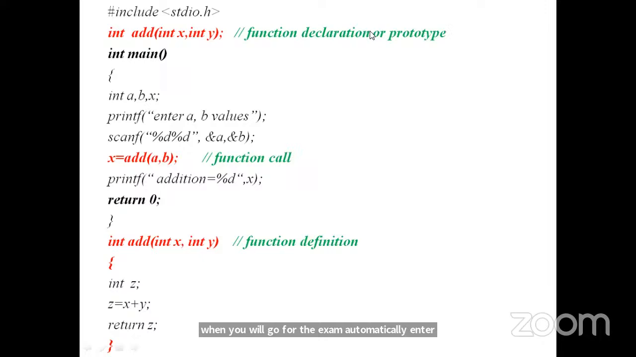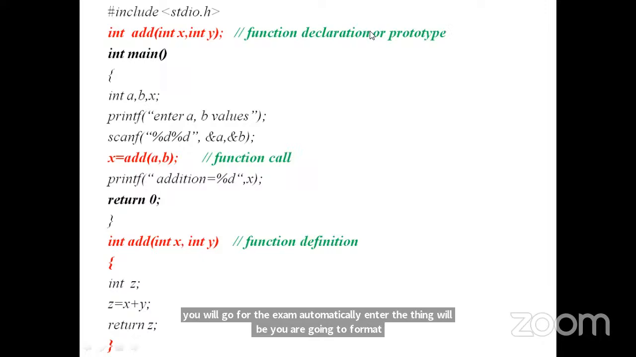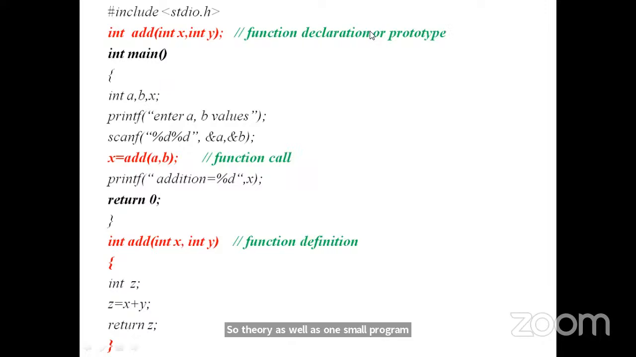So theory as well as one small program, at least if you write in the exam: first some declarations and syntaxes, something about the theory, then you can write one small example program. Then you will automatically get good marks for theory exams. I am talking about theory exams. For competitive examinations, anyway, you have to work on tracing. That is the one thing.